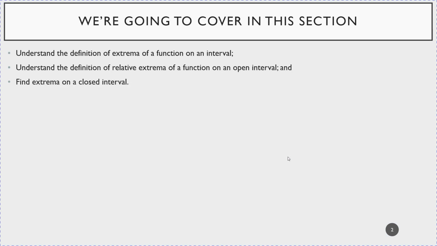Okay, so what we're going to do in this section. First off, we're going to understand the definition of extrema of a function on an interval. And one thing I'll say is that this definition is going to be really wordy. At first you'll be like, oh, I'm not really sure I understand what's going on here. But after you see me do the first example, you'll be like, oh, okay, this makes sense. Then I'm going to understand the definition of relative extrema of a function on an open interval. And then I'm going to do probably 5 examples of how you find extrema on a closed interval.